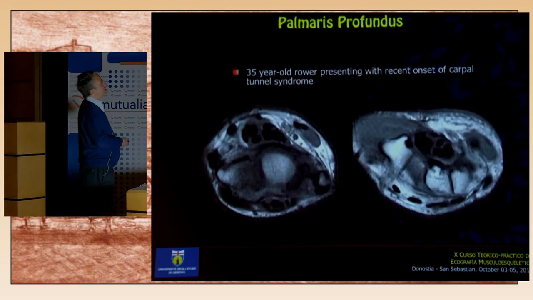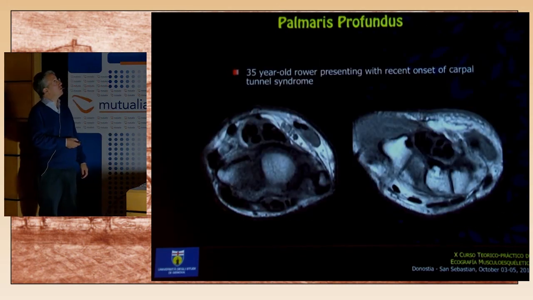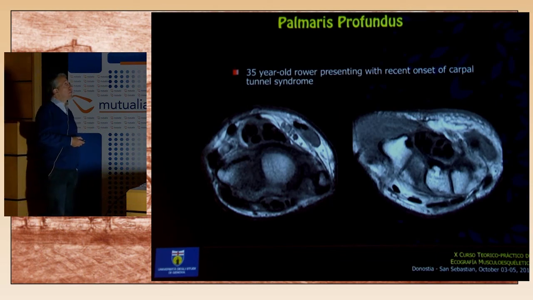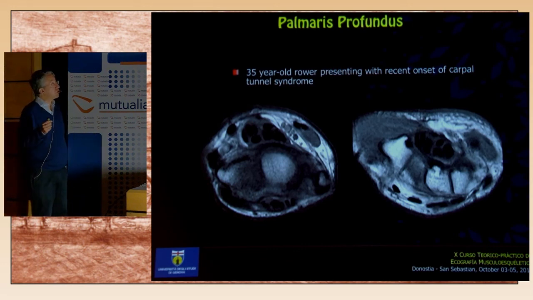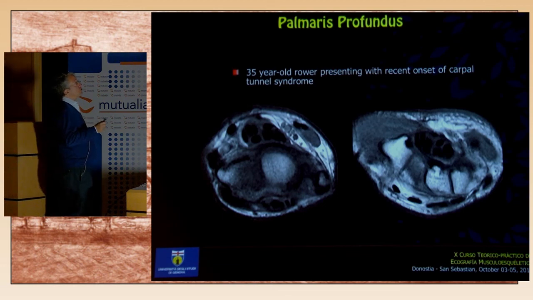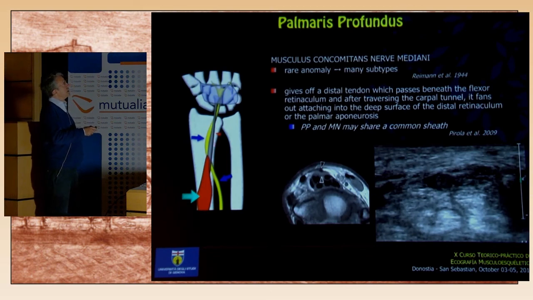So remember this accessory muscle. This is another one that is very interesting, the palmaris profundus. Palmaris profundus is not a variant of the palmaris longus. It is an accessory belly of the flexor digitorum superficialis. And if you look at these MR images, you can identify an additional tendon here and here. This is the tendon that passes superficial to the median nerve. It goes to attach into the retinaculum, but when you have a flexion of the flexor digitorum superficialis, this is what happens.